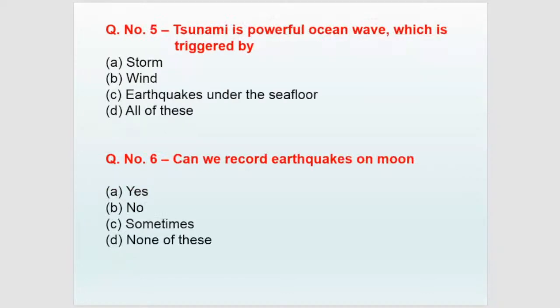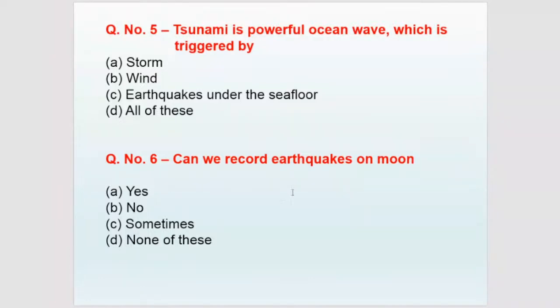Now coming to the fifth question. A tsunami is a powerful ocean wave which is triggered by storm, wind, earthquakes under the seafloor, all of these. We have started to get responses. A lot of C's. Yes, it is the correct answer. How? Because tsunamis are generated in the ocean when the seafloor moves. That is possible with an earthquake or a volcanic activity inside the ocean. Storm is not inside the earth, and similarly wind is not inside the earth. So C is correct.